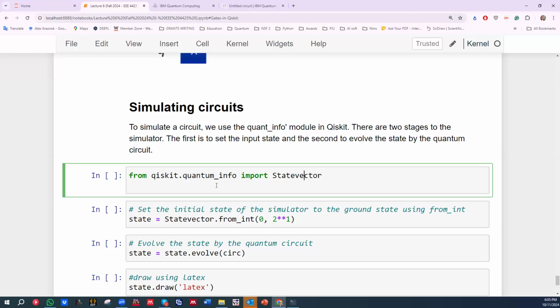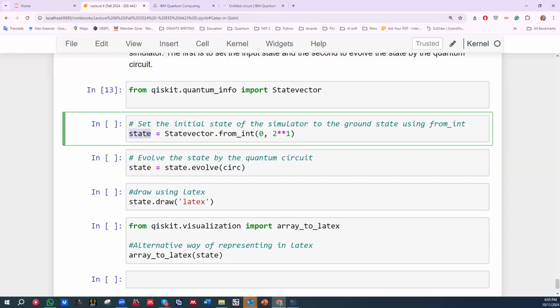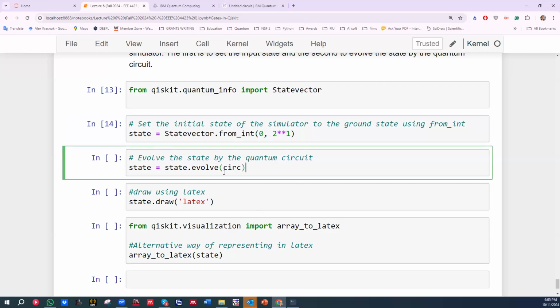So then we need to simulate it. To do so, I import the state vector simulator from Qiskit Quantum Info. And we name our initial state in the state 0. And this number here represents the number of amplitudes. So for a single qubit, it is 2 to the power of 1, which is 2. Right. So I create this initial state, and then I make this state evolve using this function state.evolve and the name of our circuit.